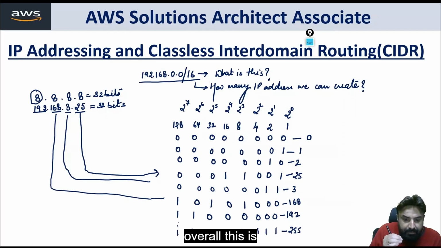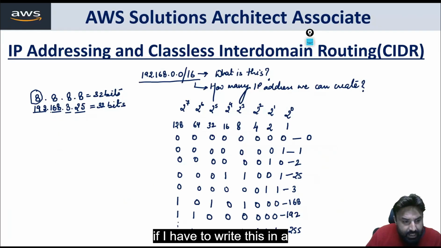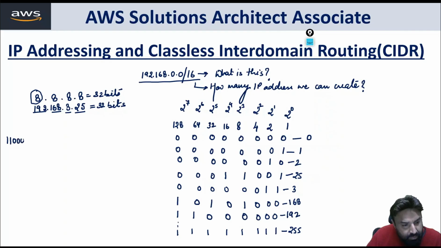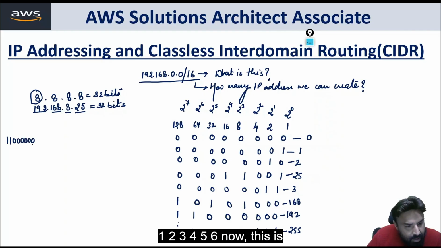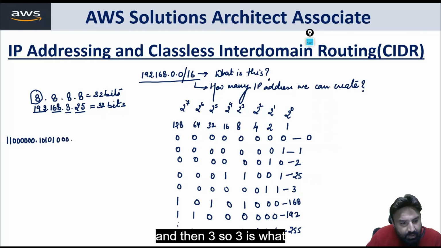So overall, this is how you convert decimal to binary numbers. Now, if I have to write this in binary, 192 is double one and then 6 times 0. And what is 168? 168 is 10101 and then 000. So this is 168. And then 3.